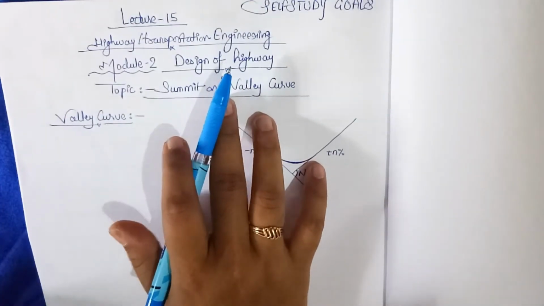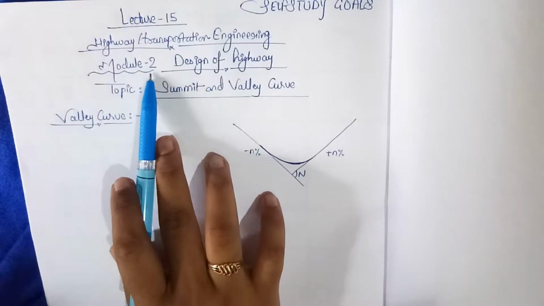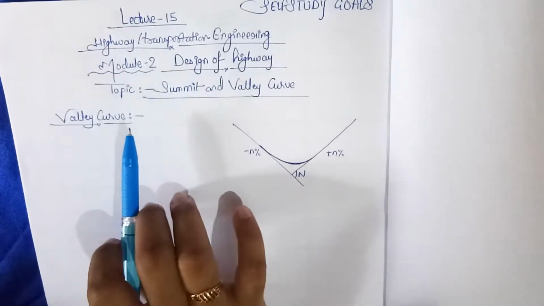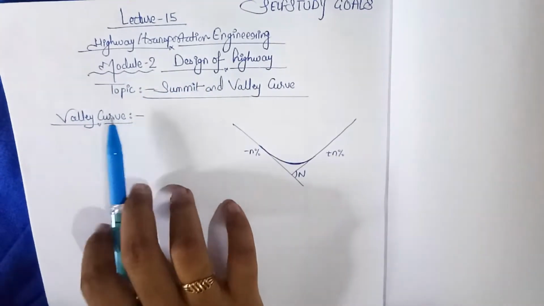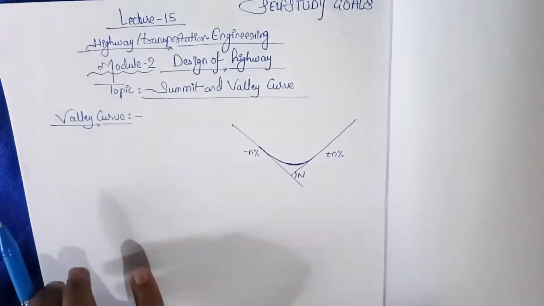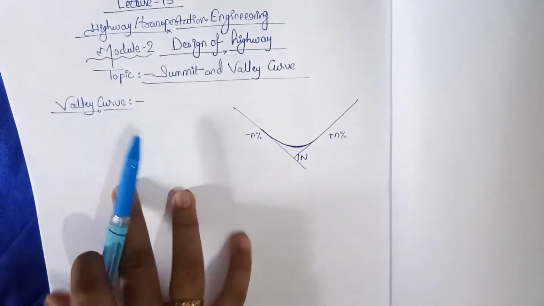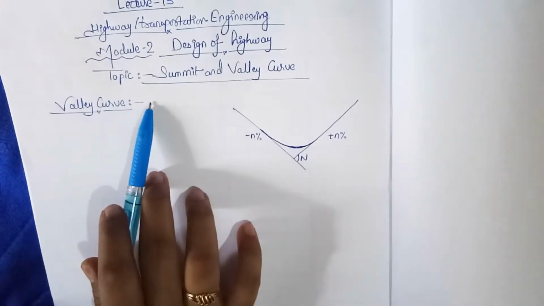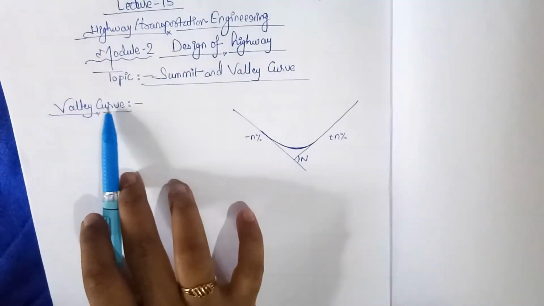This is lecture 15 of Highway Engineering and we are covering Module 2, that is the design of a highway. Our today's topic is the valley curve. In the previous lecture we have covered the summit curve. So today we will see what is valley curve, its different cases, the length of a valley curve and its numerical. Let us start our lecture.